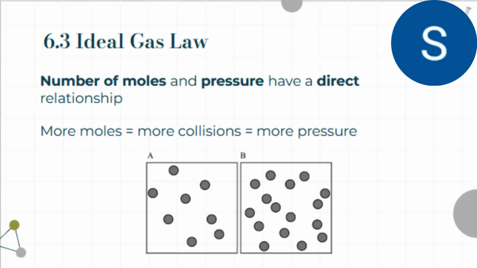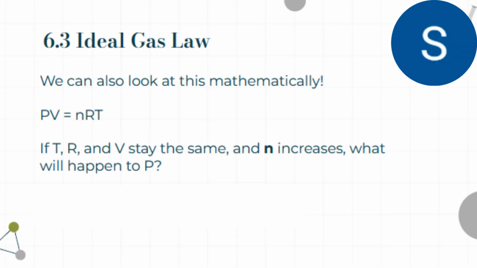Next up, the number of moles and pressure. These variables have a direct relationship. The more moles there are, the more particles there are, which increases the chances of collisions between particles, and this will therefore increase the pressure. So again, if T, R, and V were to stay the same and N increases in the equation, what do you think would happen to P? You guessed it, P will increase.